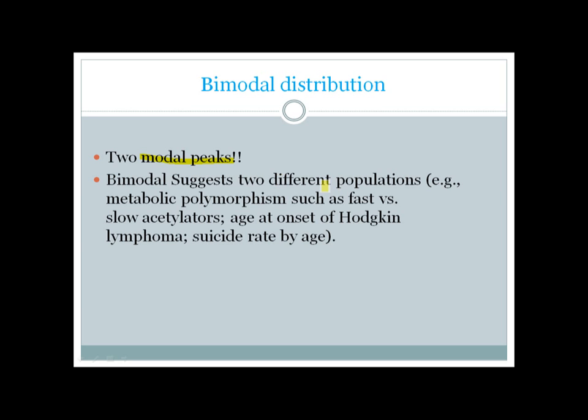Bimodal distribution suggests that two distinct population groups exist in a single group. So in a single group you have two tastes or two flavors. Examples include metabolic polymorphisms such as fast and slow acetylators. Fast acetylators make one peak and slow acetylators make another peak. Another example is age at onset of Hodgkin lymphoma, which has one peak at about 20 or 30 years of age and another at about 50 or 60 years of age. There are also two peaks in suicide rate by age.